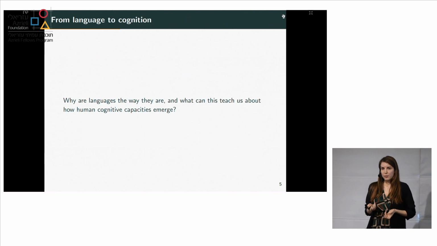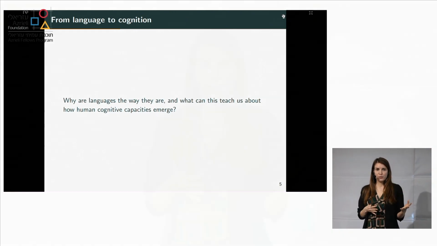Now, a question I'm interested in is what explains the similarities and differences across languages. So why are languages the way they are? And because the capacity to acquire and use language is such a fundamental capacity that we have, I'm also interested in whether studying similarities and differences across languages can teach us something about how human cognitive capacities emerge more generally.